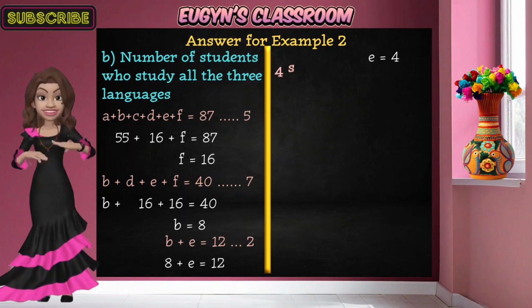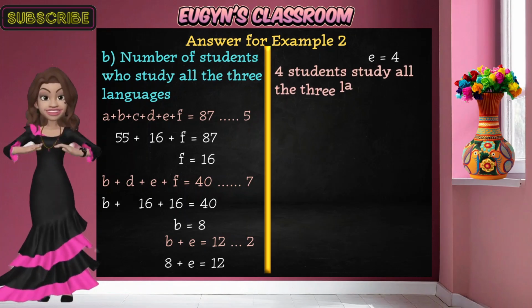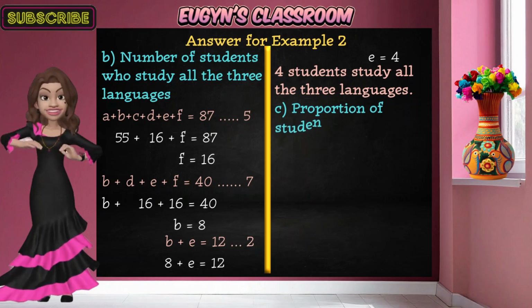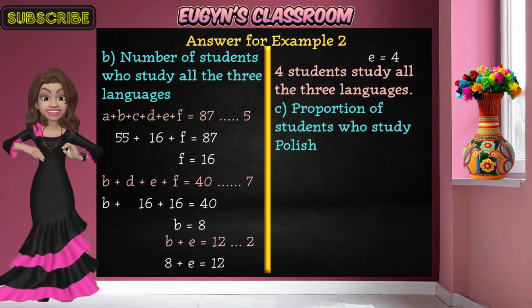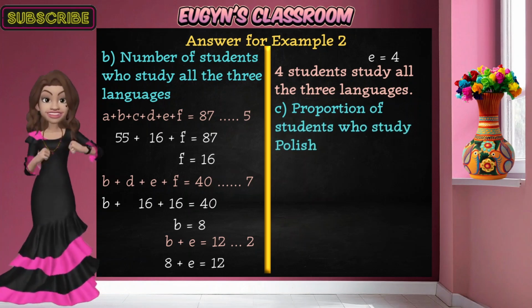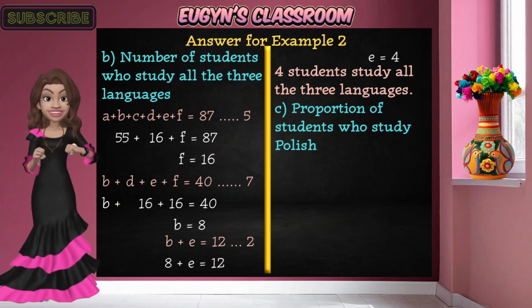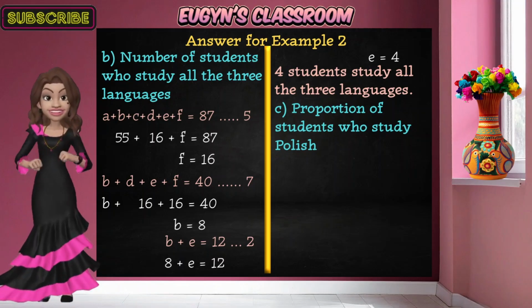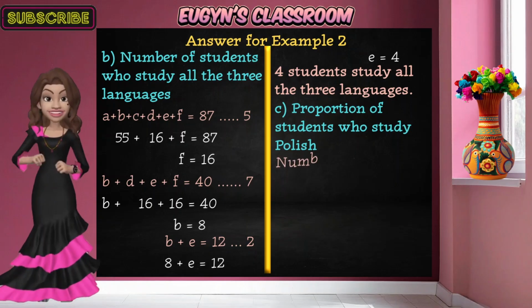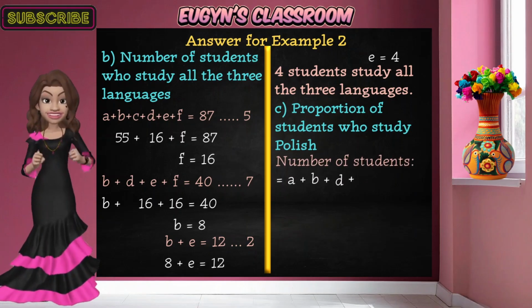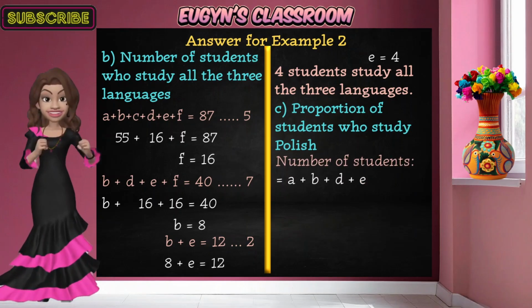This means that 4 students study all the 3 languages. In part C, we're supposed to get the proportion of students who study Polish. First, we need to calculate the number of students who study Polish. To do that, we'll add all the letters in the circle for Polish, circle P. We'll add A plus B plus D plus E.